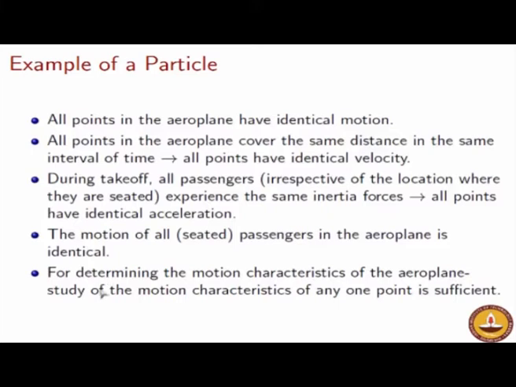So for determining the motion characteristics of the aeroplane, the study of the motion characteristics of any one point of this aeroplane is sufficient. The reason being that every point of the aeroplane finally shares the same motion characteristics. So whether you are interested in point A or point B, it does not matter. Therefore, we will idealize this aeroplane to be a single point, and hence call this a problem of particle kinematics rather than that of rigid body kinematics.